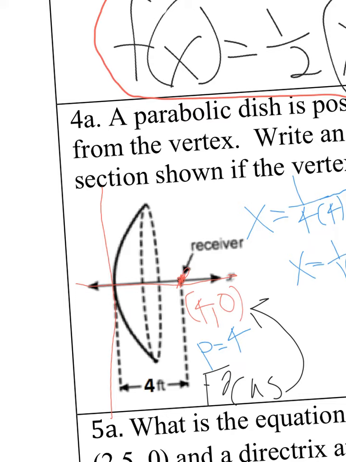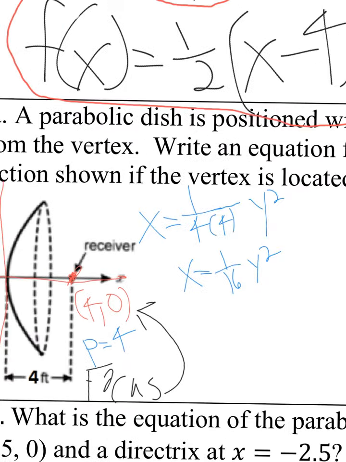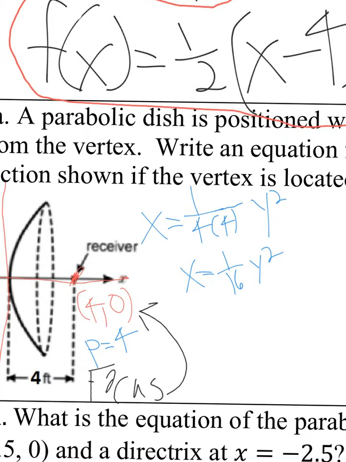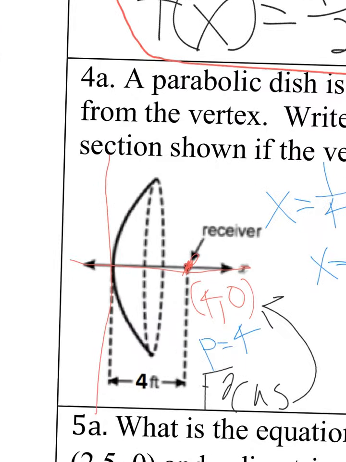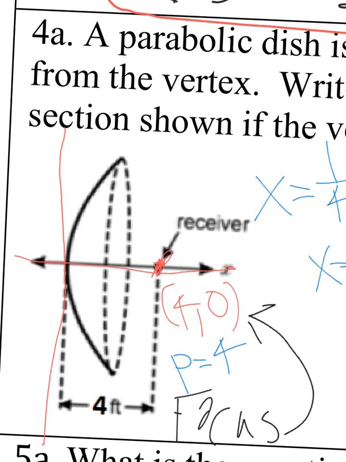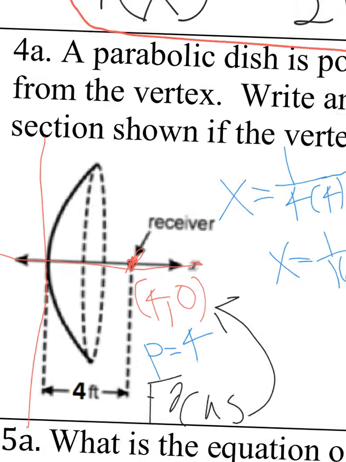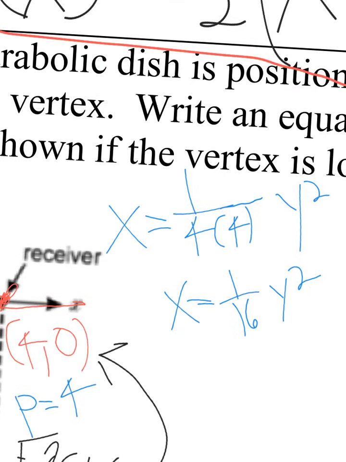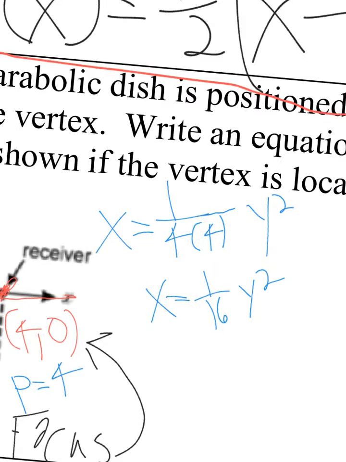That being said, I plugged 4 into the formula: x equals 1 over 4p times y squared. Why is it x equals? Because it's a sideways parabola. The p is the x coordinate. So if the p is the x coordinate, then it's going to be an x equals equation. So 4 times 4 is 16, so x equals 1 over 16 y squared.